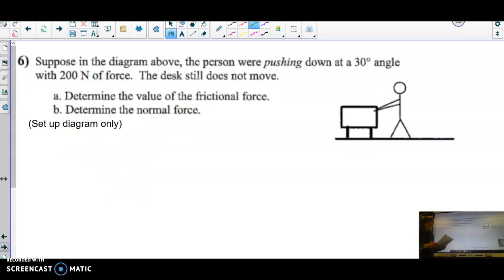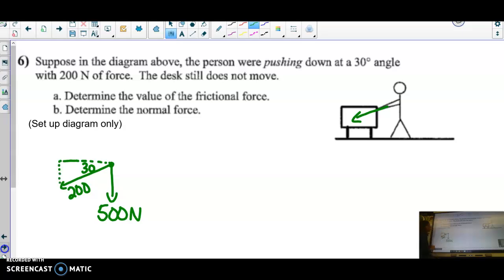Okay, for number 6, I'm just going to help you set up the diagram. The difference is that this time the person is pushing downward like that. So they're kind of leaning on the box, leaning on the object, trying to get it to move. So what the diagram would look like this time is you still have a 500 Newton force down, because that's the weight of the object. But the person pushing is pushing downward like this with 200 Newtons at a 30-degree angle here.